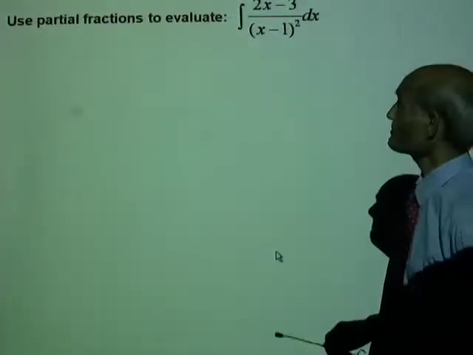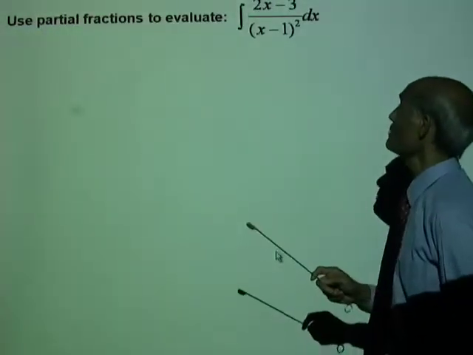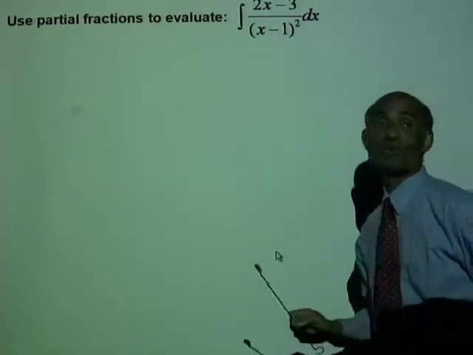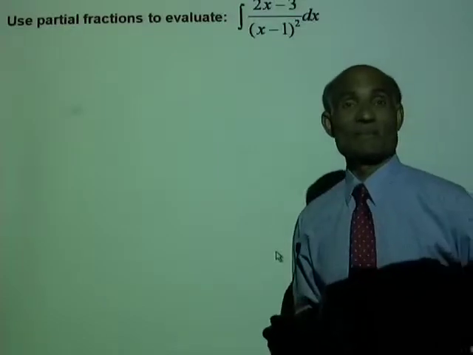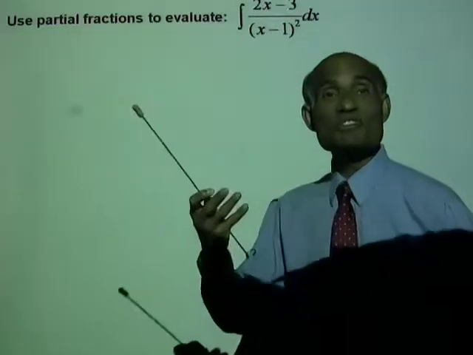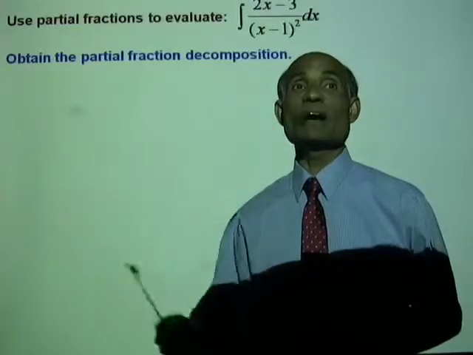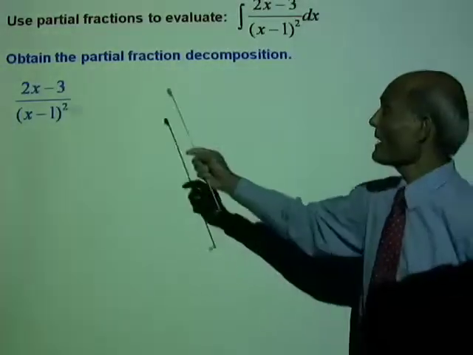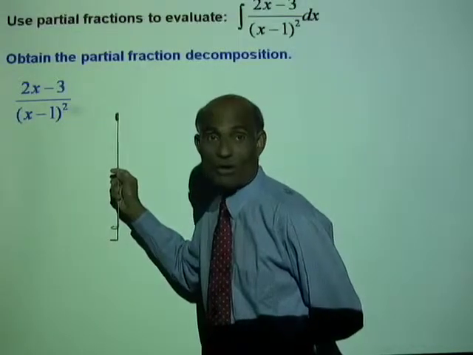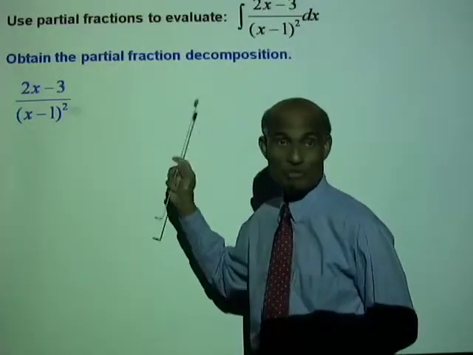Alright, let's do another one. Use partial fractions to evaluate the integral of (2x minus 3) divided by (x minus 1) all to the power of 2. What do you notice here? Well, the denominator is the second power of a linear factor. And how do we deal with that? This will be a over (x minus 1) plus b over (x minus 1) to the power of 2.